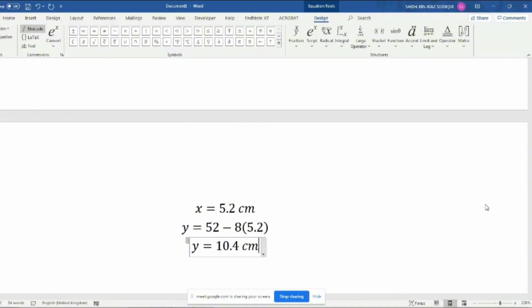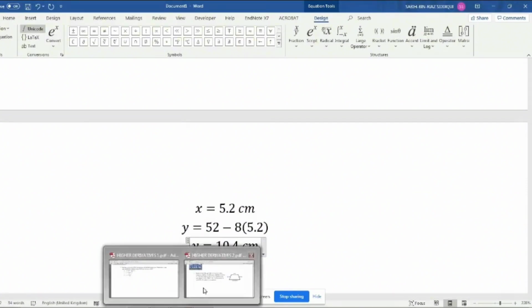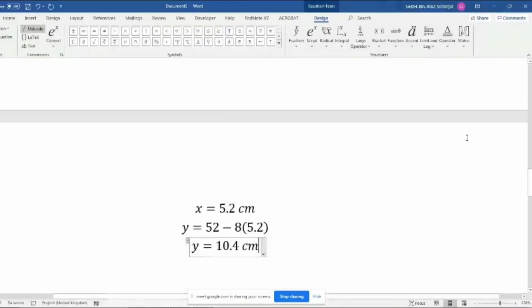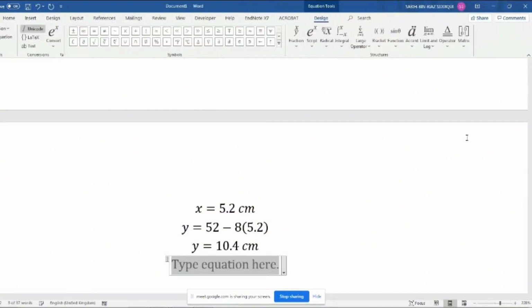Just to verify, just to check whether I am still getting the maximum or the minimum value of A. What does the question say? Let's read it here: for which A is maximum. So just to verify, you don't have to do this in the exam, but if you want to check yourself whether it's the maximum value or not, how do I know that it's the maximum value of A? What do I need to do for that? Double differentiate. Yes, very good.